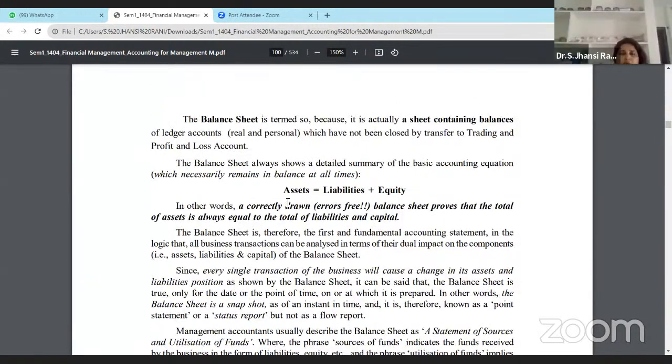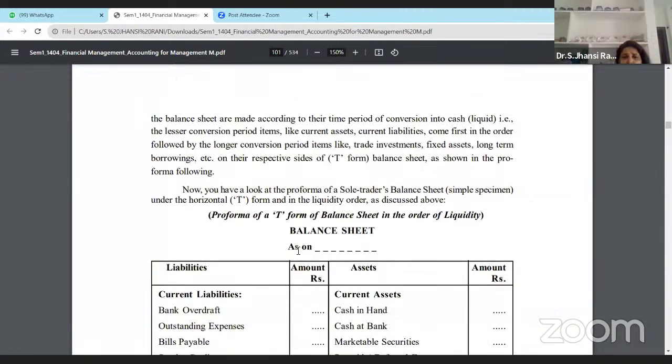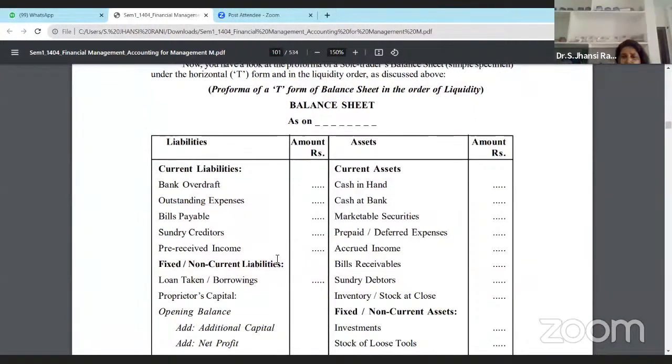So this is the accounting equation. You can just look at it: assets is equal to liabilities plus equity. Equity means whatever the owner has brought in the form of capital, and liabilities means these are due to the outsiders. Together they should be equal to our assets, which belong to the organization. And the balance sheet is also in the form of a T shape, and you can just look at here. This is a balance sheet format.